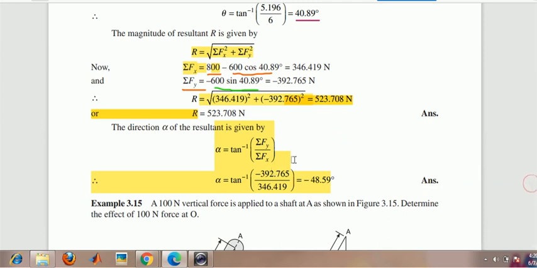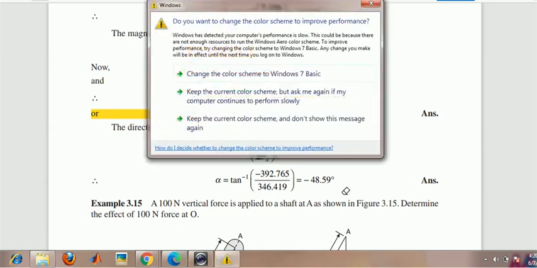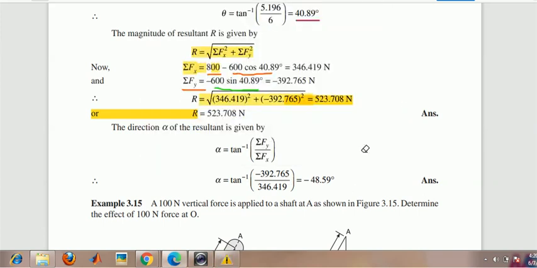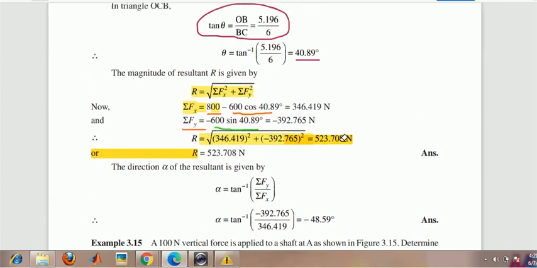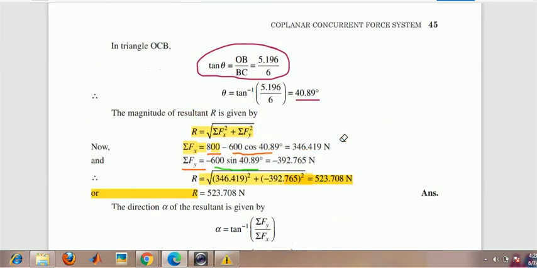You can observe here we are getting the negative sign. So it indicates what? It indicates the quadrant, in which quadrant your resultant lies. Based on that you need to determine R and theta. If our alpha is positive, we can say it is in the first or the second quadrant. If it is negative, our resultant lies in the third or the fourth quadrant. So it indicates which quadrant your resultant lies in.